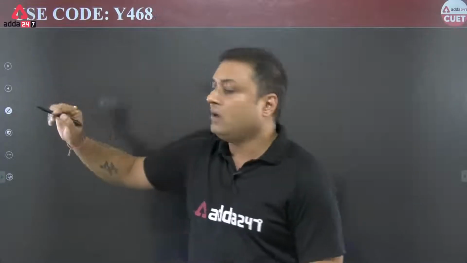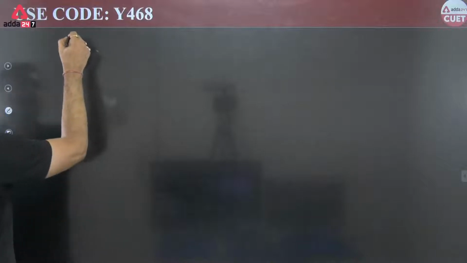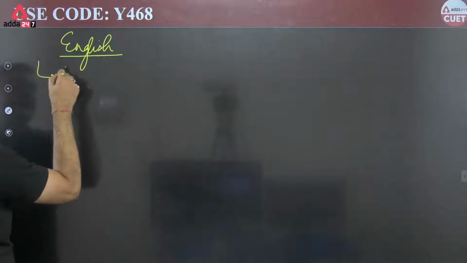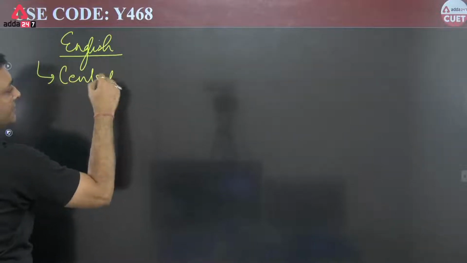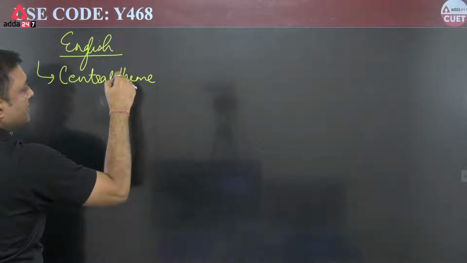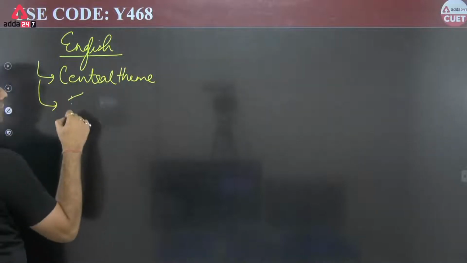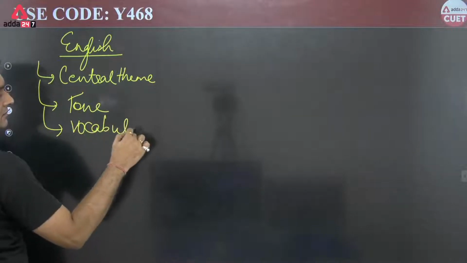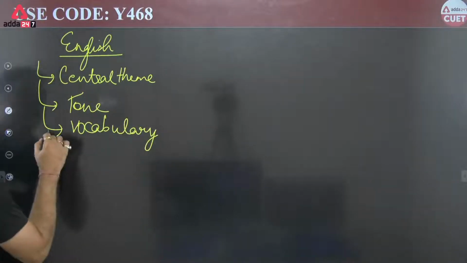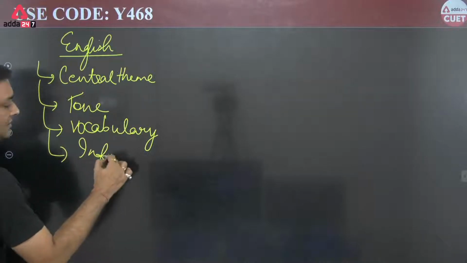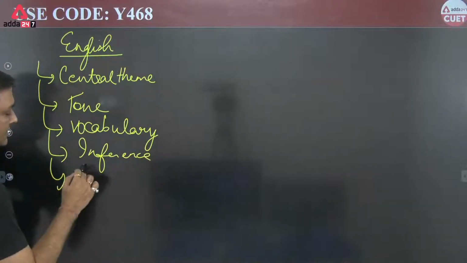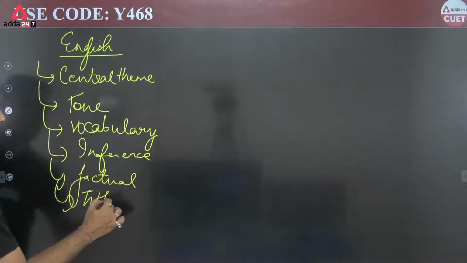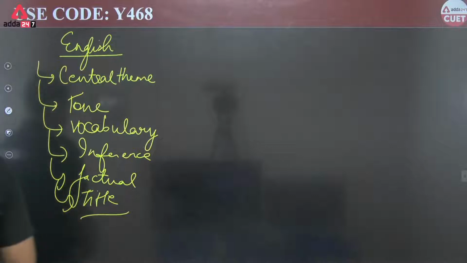ठीक है. तो अगर आप क्वेश्चन देखें, in the English section you will get questions like the central theme of the passage. You will get questions on the tone of the passage. You will get questions on vocabulary. ठीक है. You will get questions on inference based questions, factual questions, title of the passage. These are those questions that you will see in the English section.